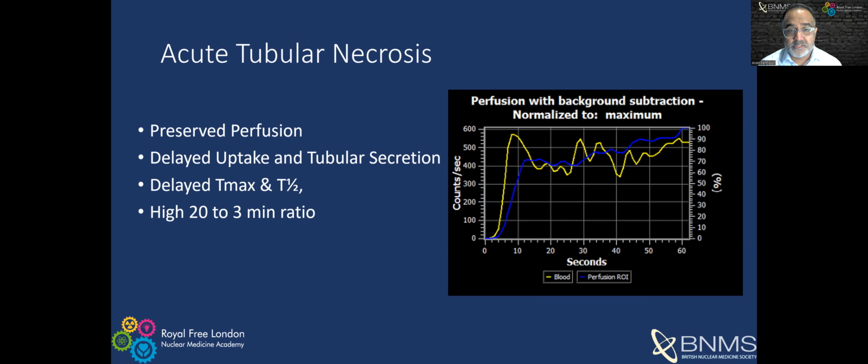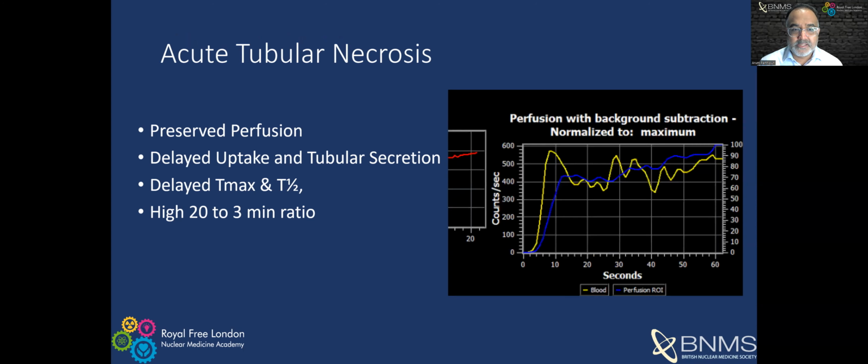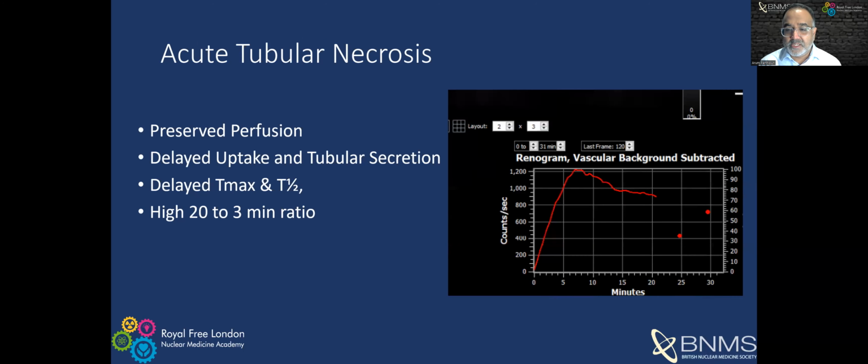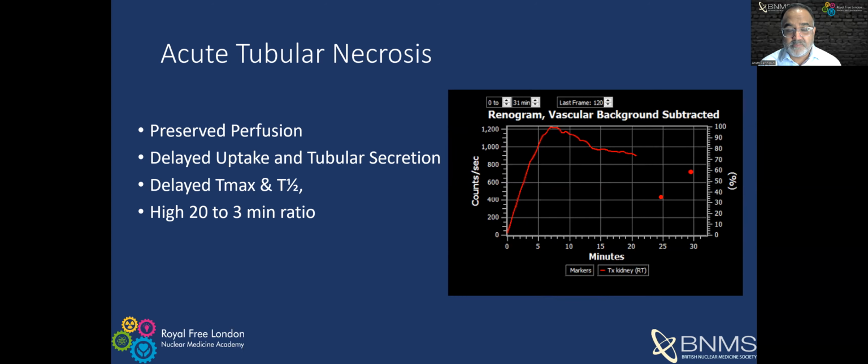When you're assessing the renogram curve for acute tubular necrosis, you will expect to see preserved perfusion, but not always. You will see delayed uptake and tubular secretion, and a delayed T max and T half. In this image, you can see that there's delayed tubular secretion, and on the time activity curve, you have a delayed T max and T half of emptying and a high 20-minute to 3-minute ratio.